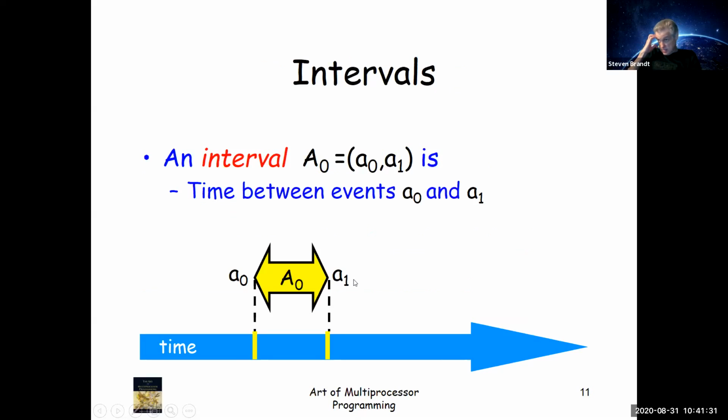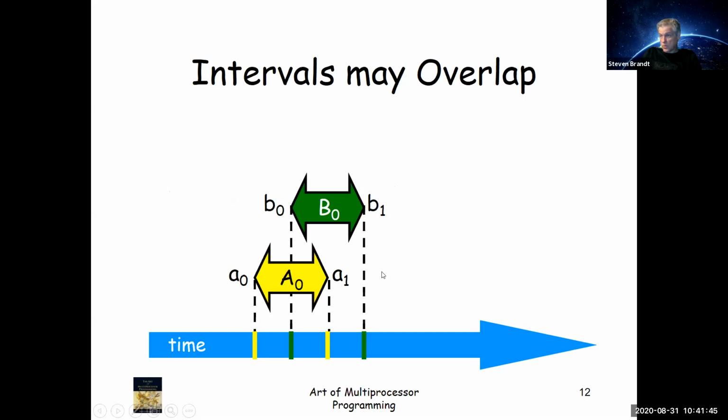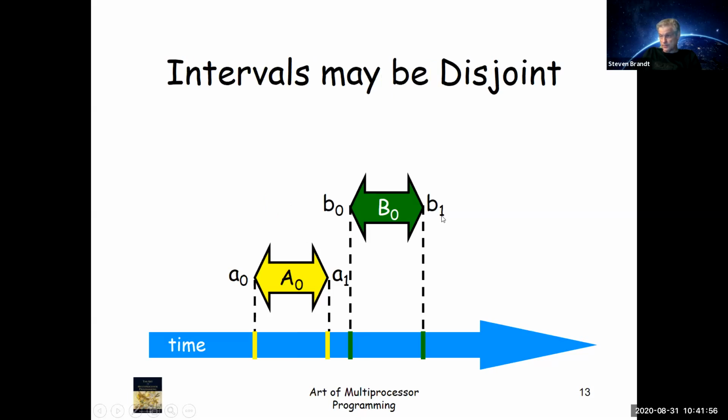An interval, which we denote with a capital A, goes between 2 events. It's a time between 2 events. So this could be the invocation of a method and the return of a method, and this interval could represent the calling of a method. Intervals could overlap in time. If the beginning and end events of one contain the beginning event of another, then these intervals overlap. They could, of course, also be disjoint and not overlap at all.